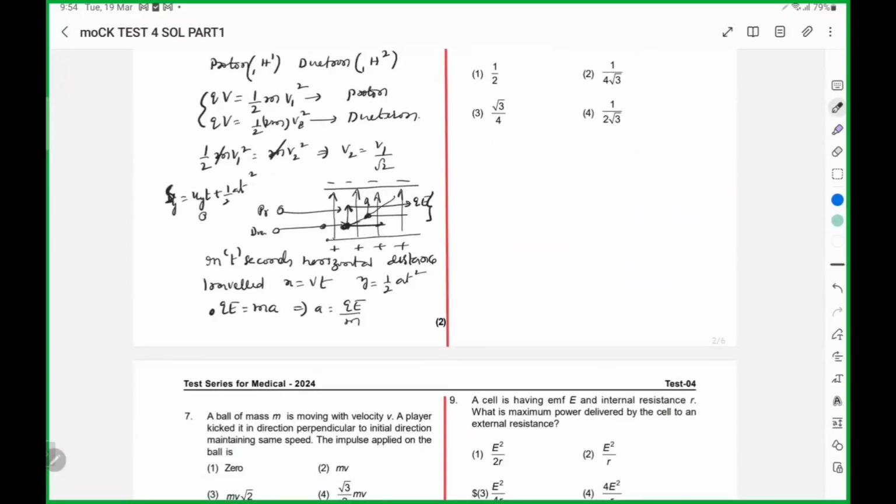Here it is, y will be finally half QE by m t square. Whether it is proton or deuteron, electric field is same, charge is same, half. So here it is half QE, in place of t, I will write x square by v square m. From this, I can say y is proportional to, because charge is same, electric field same, x square by v square.